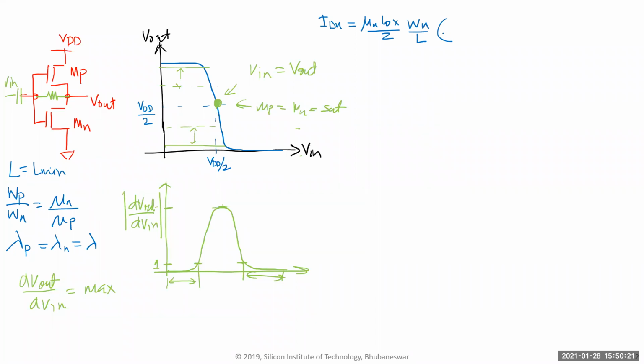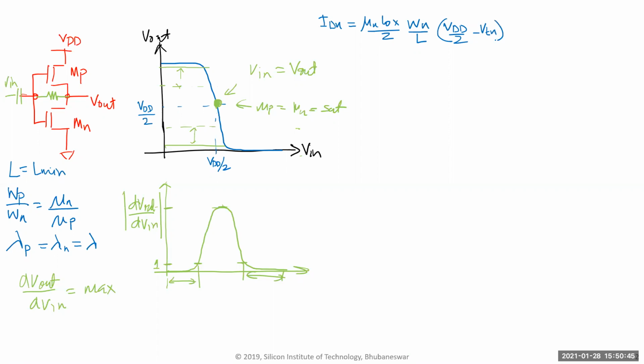And what is VGS for the NMOS? No, in VGS, the gate is V in. And V in at DC is what? We are calculating all this in DC. At DC, what is V in? VDD by 2, right? So VDD by 2 minus VTN, right?